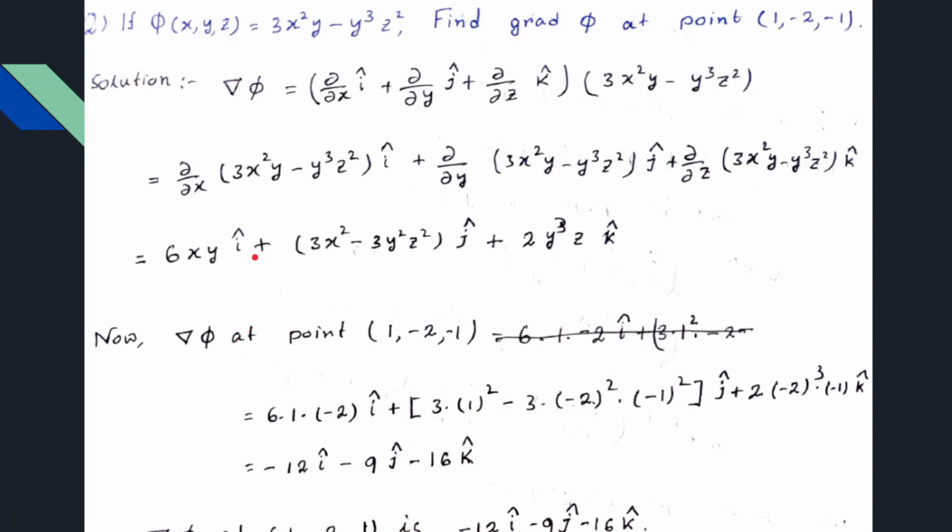So till now we have found grad phi. Now we have to find it at this point. We simply put the values of x, y and z into this expression. Doing it, we get minus 12 i cap minus 9 j cap minus 16 k cap. So grad phi at this point is this.